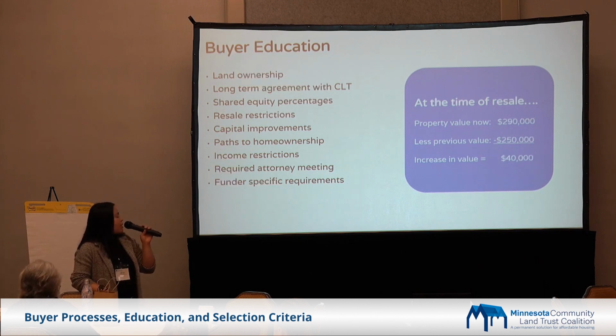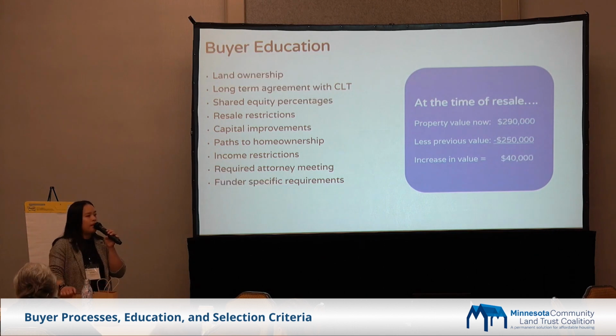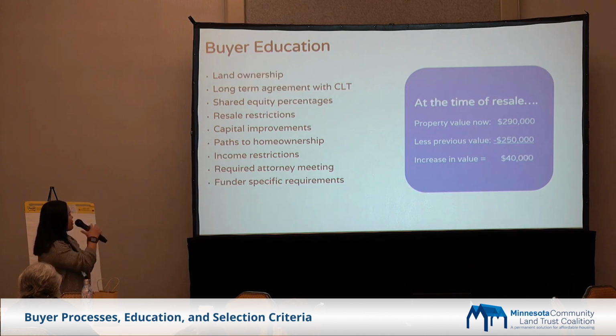Another thing is we also want to talk about the resale restrictions, which is reselling to an income qualified buyer later on. And then also the capital improvements, as we have capital improvement restrictions as well. So that's something to also let buyers know prior to buying a home. There are a lot of restrictions and a lot of different rules with a CLT transaction versus a conventional one that we want to make sure that home buyers know prior to buying a home with us. And then, of course, they always have to meet the income restrictions.